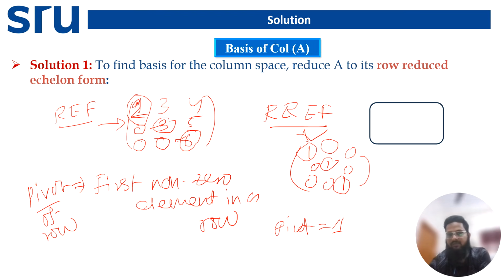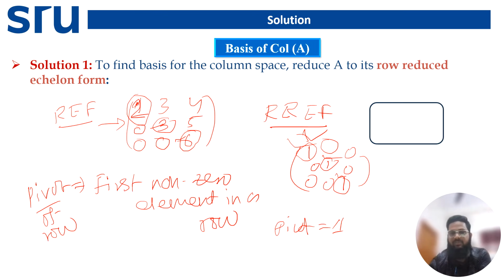And what are the pivots called? Pivots means the first non-zero element in a row. So if you see the first row, this is the first non-zero element. In the second row, this is the first non-zero element. In the third row, this is the first non-zero element. So these are called pivots. Now check that the elements below the pivots must be 0. So the first pivot has 1, 2, 0 below. In the third pivot there is no below element, so no need to check.